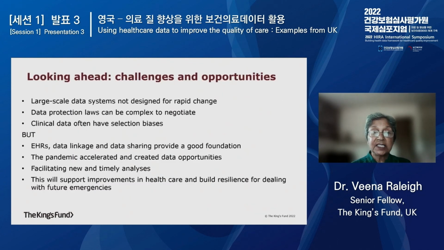So this is my final slide. It's just to say that in terms of UK health data, this is a very bird's eye view. There's a lot more I could say about it, but we have quite good, rich data systems. There are challenges because when you have large data systems, it's very difficult to change rapidly, as we had to do in the pandemic. And data protection laws can be quite difficult to work around, but we were able to do that. And of course, clinical data, even the best clinical data, has selection biases. So we need to make sure that in analyzing it, we are keeping any distortions to a minimum.